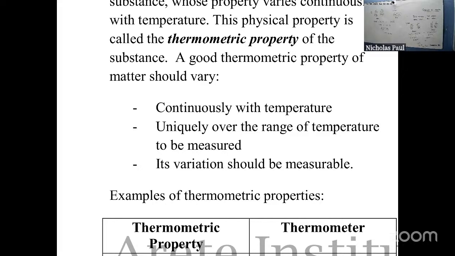Right, yeah. So these are the three things here that define a thermometric property. It varies continuously with temperature. It behaves uniquely over a range of temperatures, and most importantly, it can actually be measured. So those are the three properties.